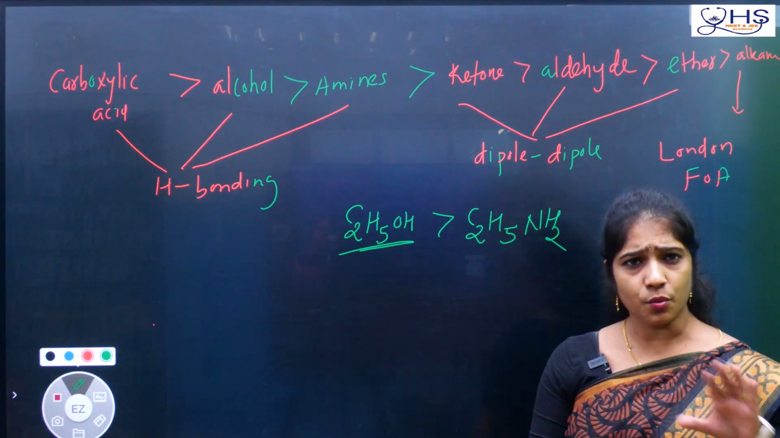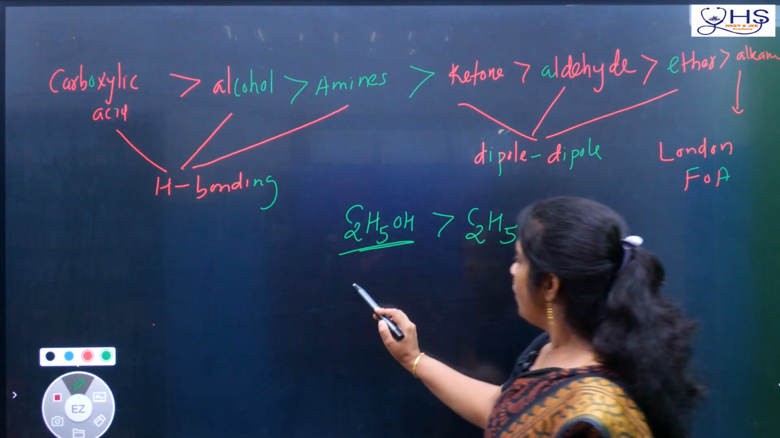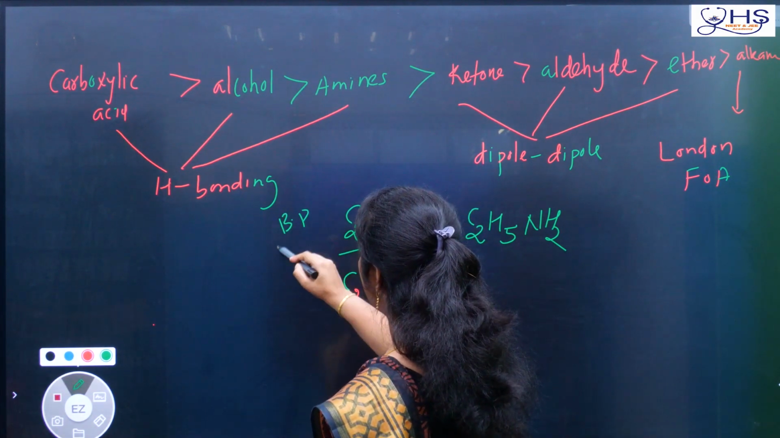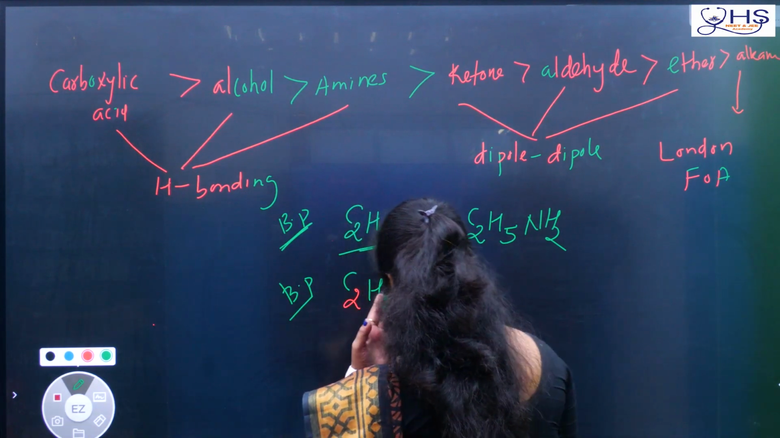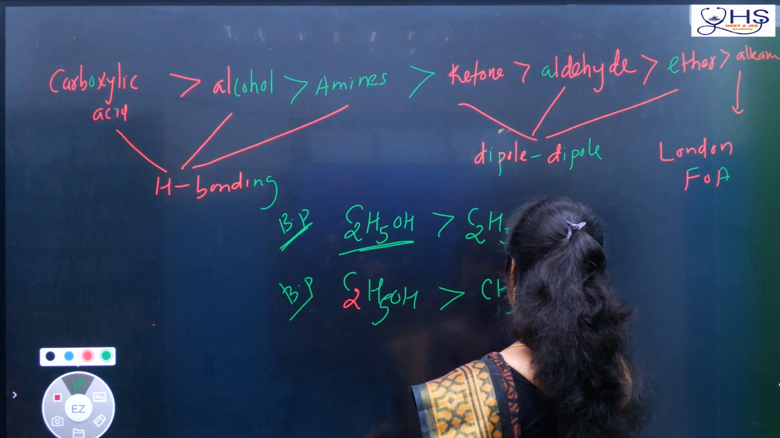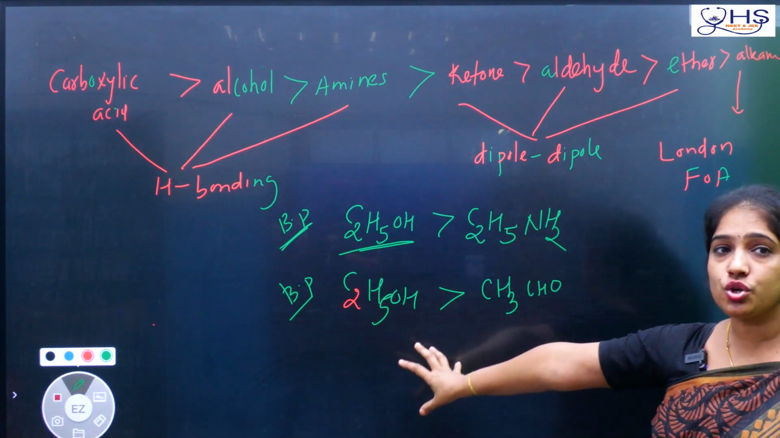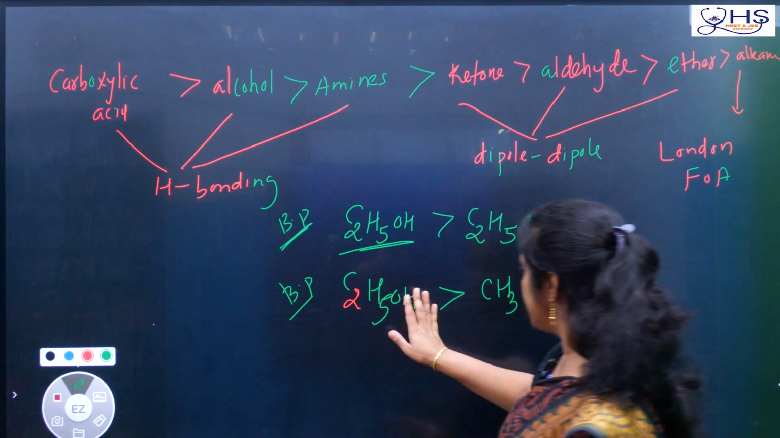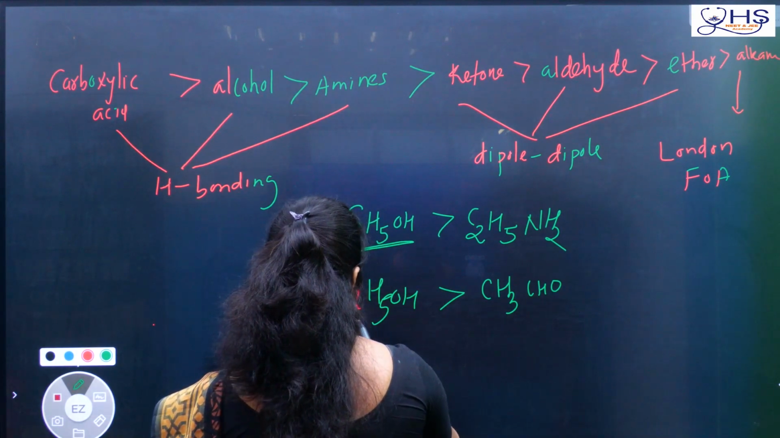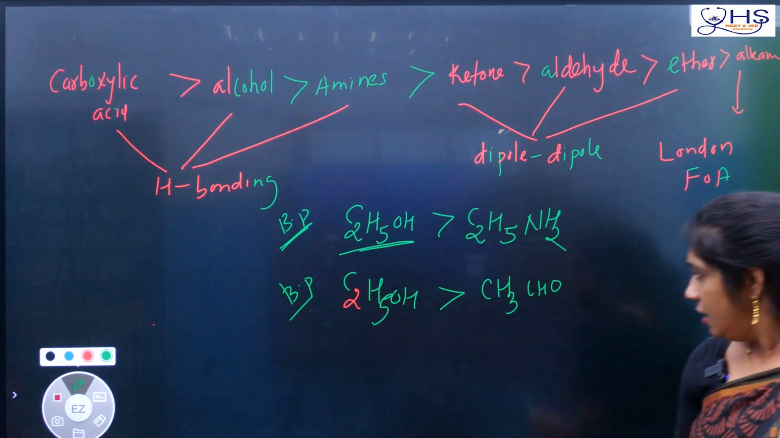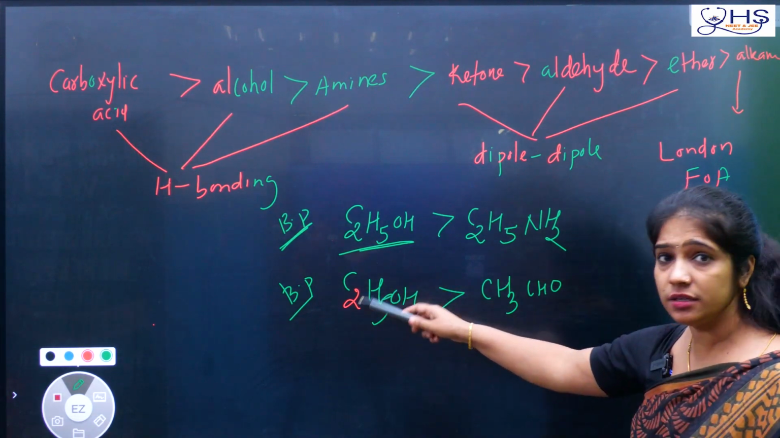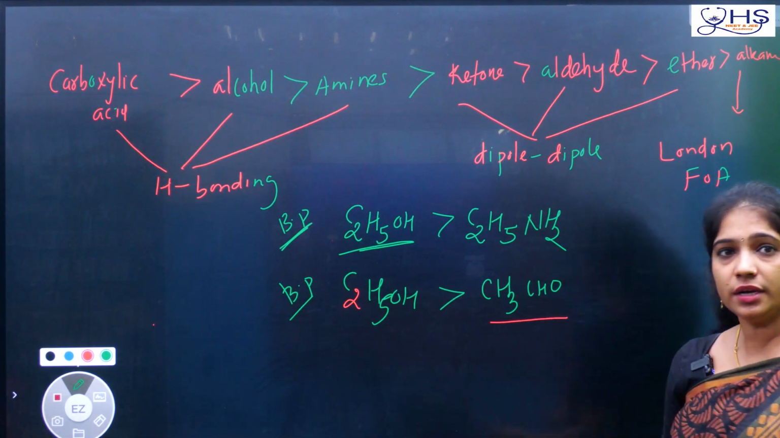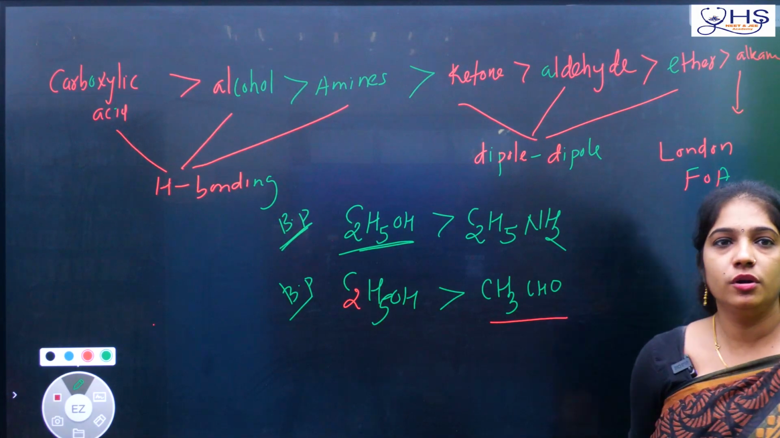So theory questions they are asking for 1 mark, very easily you can answer. If I ask you why ethanol is having more boiling point than acetaldehyde, same thing you can say: alcohol is having strong force of attraction due to intermolecular hydrogen bonding, but acetaldehyde is having weak force of attraction because of dipole-dipole interaction.